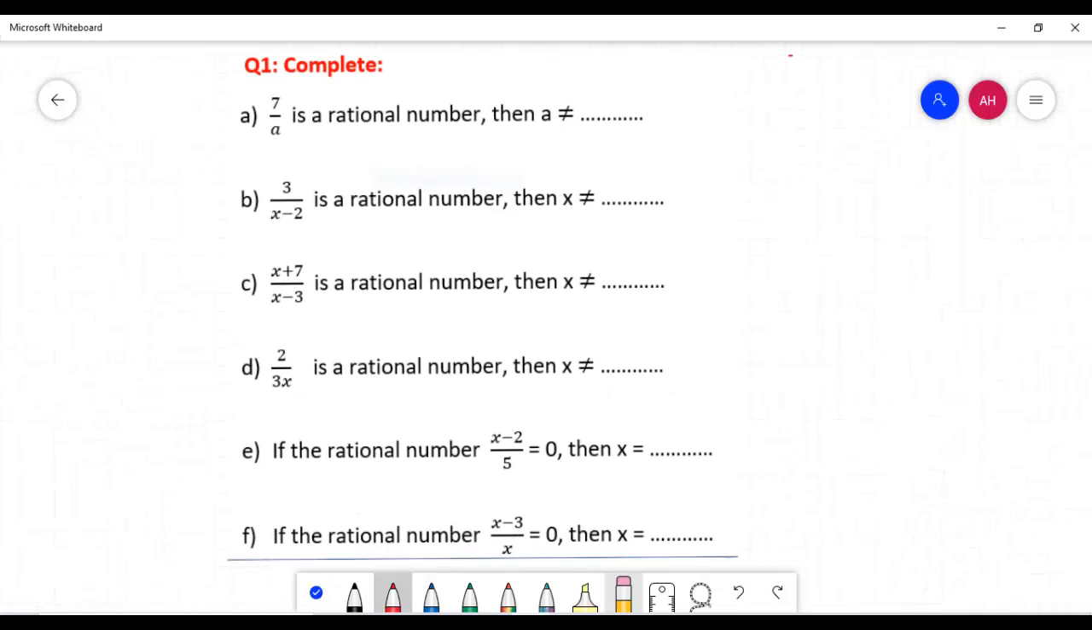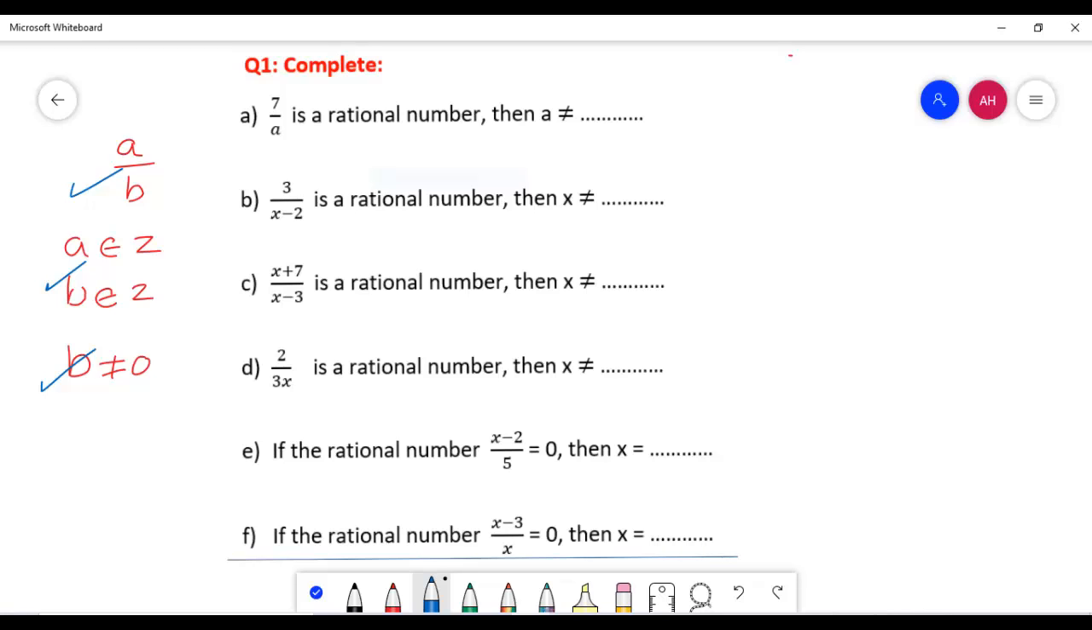Before we start solving question 1, let's first remember that a rational number must be written in the form of a over b, and a should belong to integers. a is my numerator. My denominator, which is b, should also belong to integers. And my denominator b should not be equal to 0. And those are the 3 conditions that I have to say that this number is a rational number.